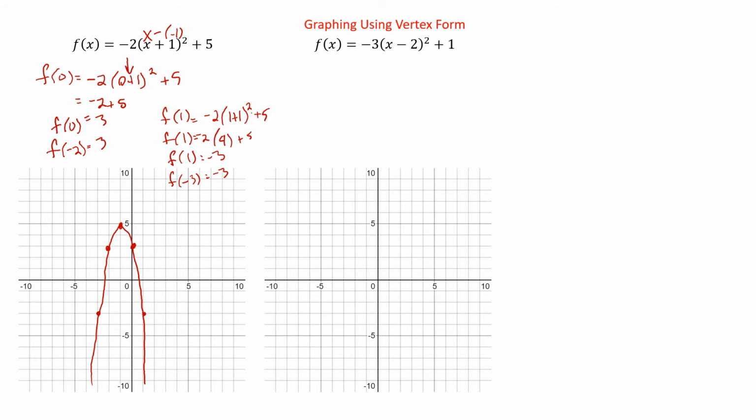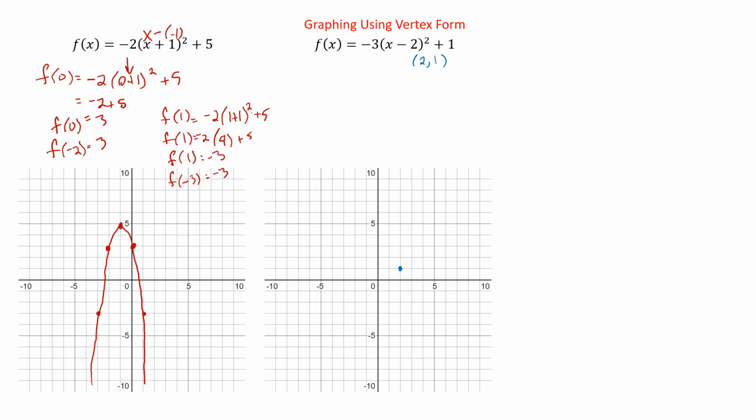Let's look at another one. So here, I'm going to change my color so we can see the work being different. Our vertex here, we're at 2, 1. So we go over 2, up 1 for the vertex. And then we need to plug in a couple other points.